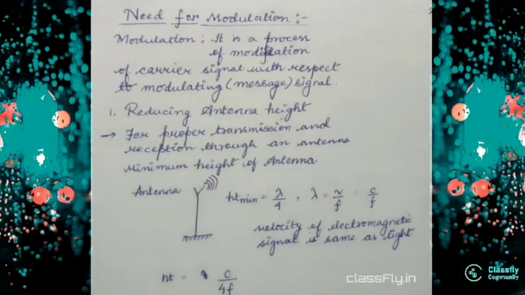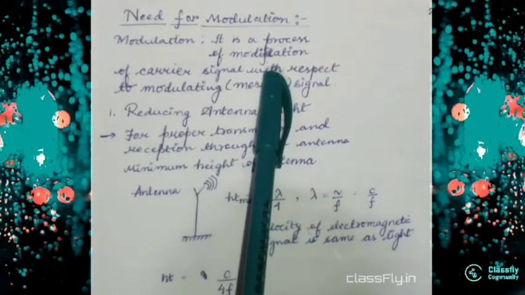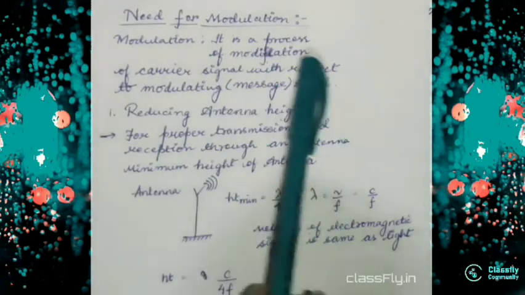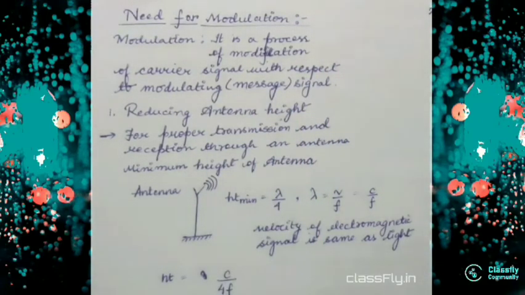Okay, before that we should have a glance at what modulation is. It is a process of modification of the carrier signal with respect to the modulating message signal. Think that a message signal is changing, so the carrier signal will also change with respect to that message signal. Okay. First point, why modulation is necessary.